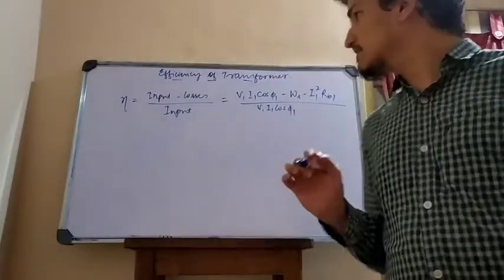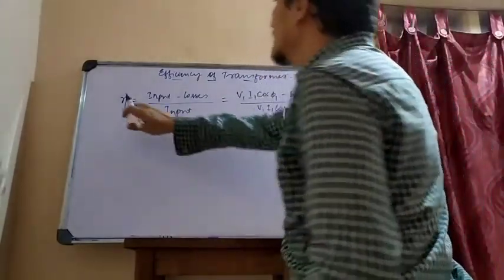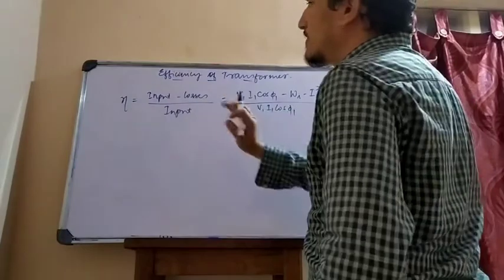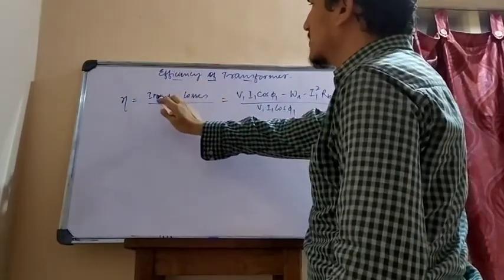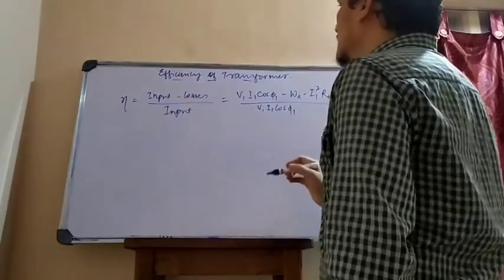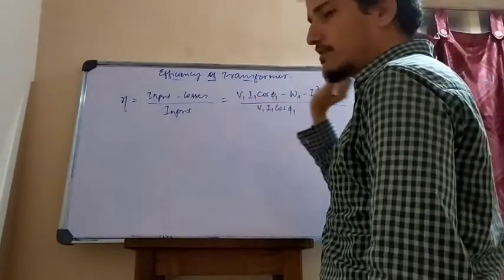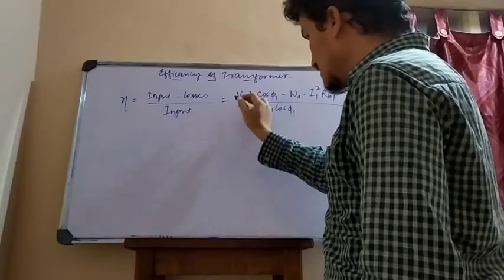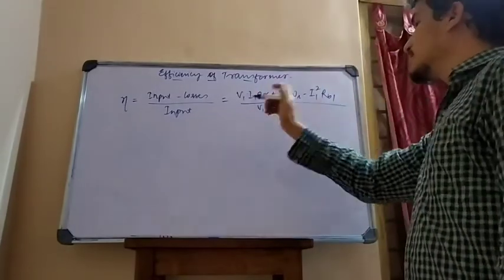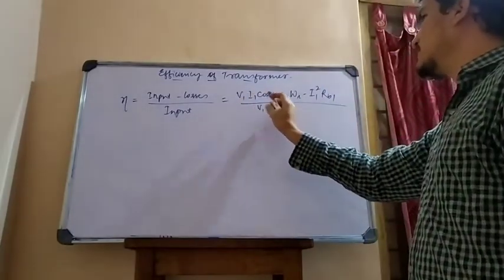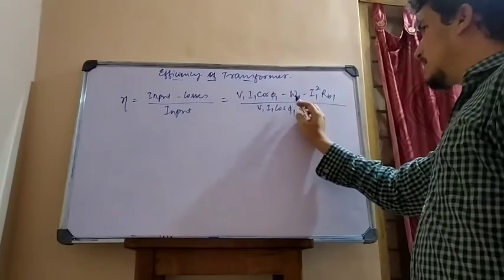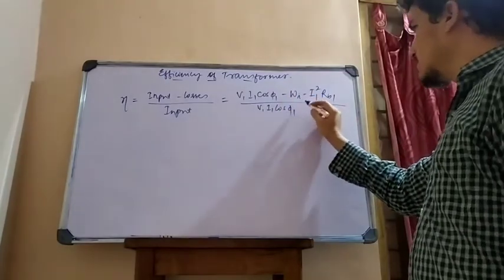So the efficiency of the transformer is given by efficiency is equal to output divided by input. What is output? Output is equal to input minus losses. Say this is the primary input power V1 I1 cos phi 1. Here is the primary active power, input active power, that is V1 I1 cos phi 1, minus Wi. Wi is iron loss.